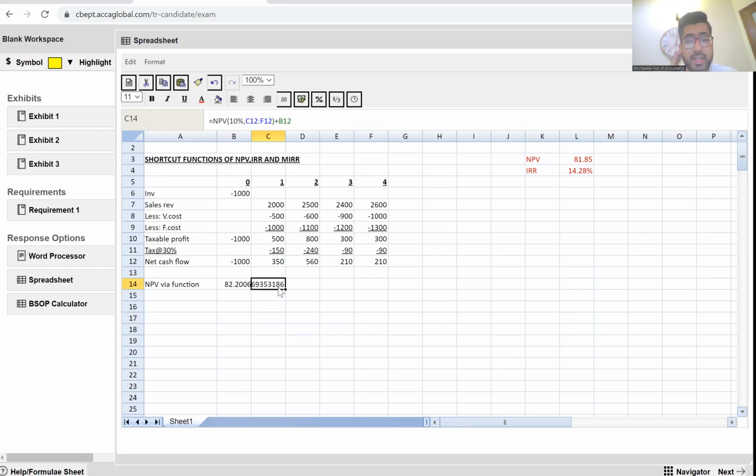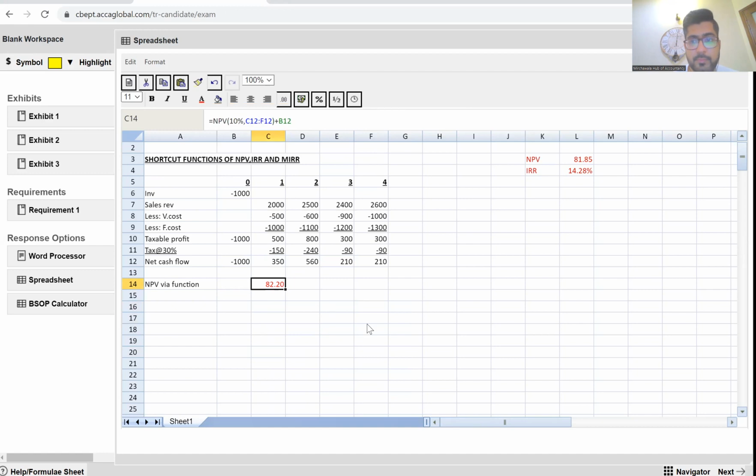So again, don't be unprofessional. Such a long answer in decimals is not liked by the examiner. So to stop percentage to 2 decimal places, I press the percentage tab here. But to stop numbers to 2 decimal places, press the numbers tab. Okay, 2 decimal places, 82.20.